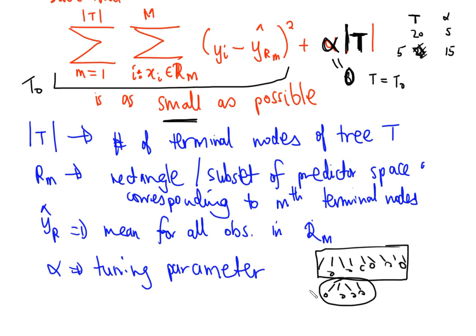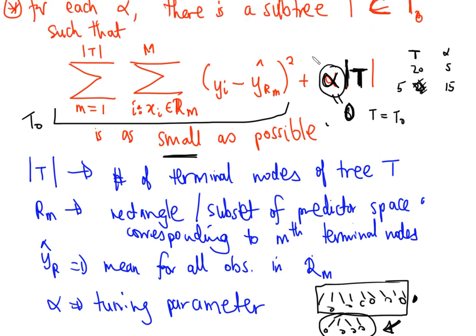So basically, let me say that statement again. As alpha increases, there is a price to pay for having a tree with many terminal nodes. And so this quantity will tend to be minimized for a smaller subtree. So our alpha will help us create small subtrees. So that's basically the high level of the process itself.